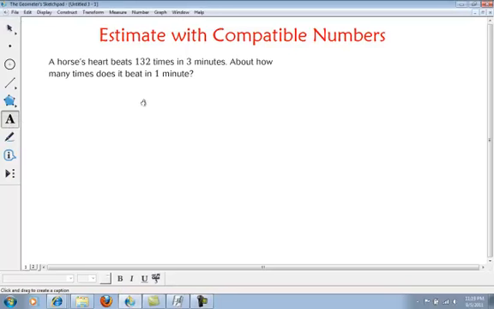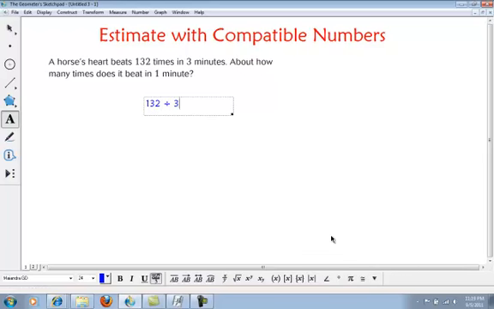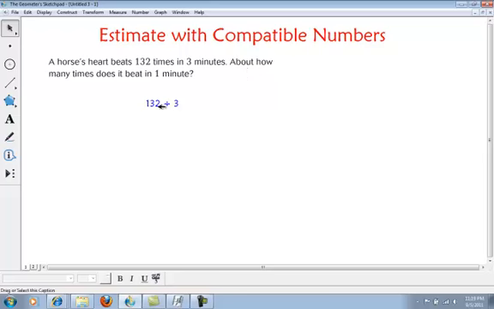Well, to find that out, I'm going to need to divide. I need to do 132 divided by 3. Now notice the word about. That means that this question is just asking for an estimate. It doesn't need an exact answer. So when I go to do an estimate, I like to look at the first 2 digits. And I see that that's 132 divided by 3.